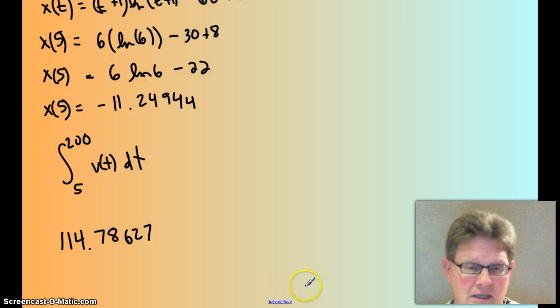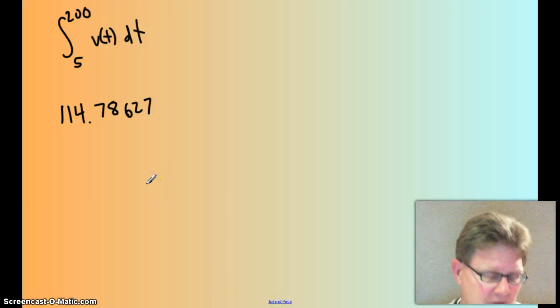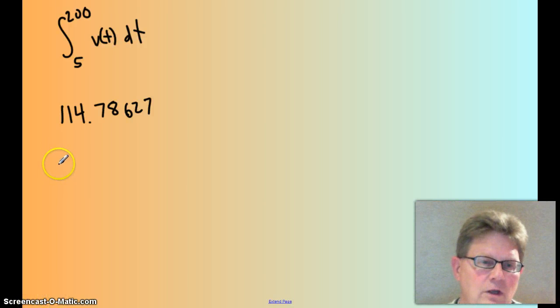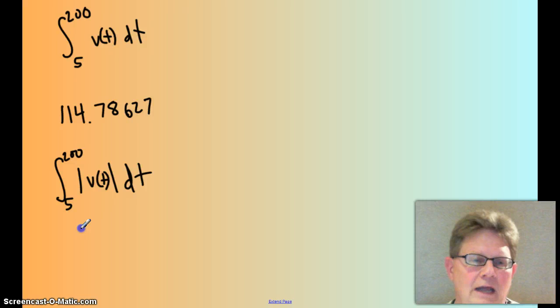Part D asks you to find how far the particle moved in that amount of time. To find that distance, you're going to take the integral from 5 to 200 of the absolute value of the velocity function. So you'll have to find the absolute value in the math menu and then put in v of t to figure it out. Go ahead and use your calculator and do that. I've only got about 20 seconds left. Come back to look at your answer.